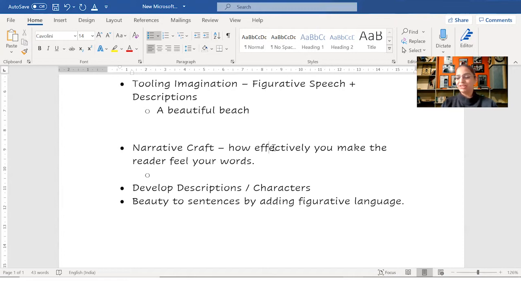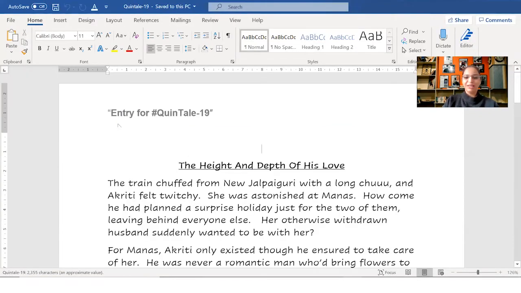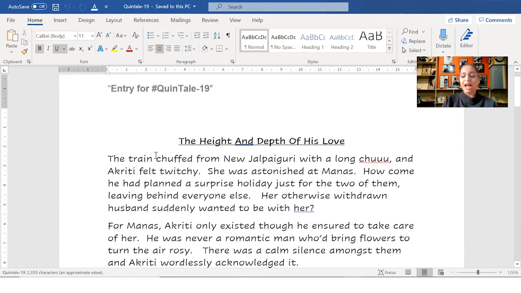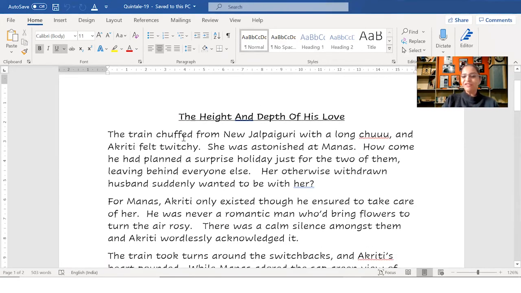Now, develop descriptions. When you saw that story, let me show you one more to develop the descriptions. How do you develop the description? We are going to do all of this in detail, but let me give you the basic idea of what exactly it is. To develop the description: the train chuffed from New Jalpaiguri with a long chew. You are adding the sounds. You are letting the reader hear the sounds.